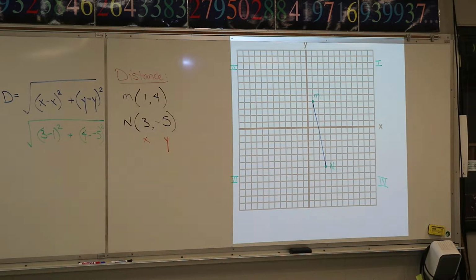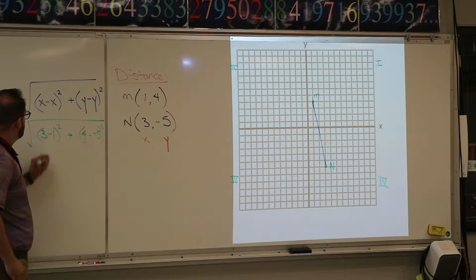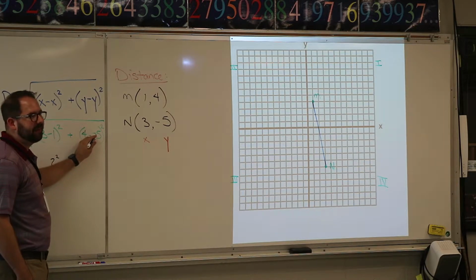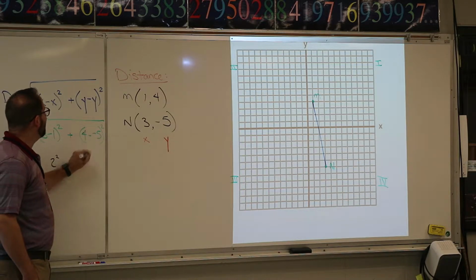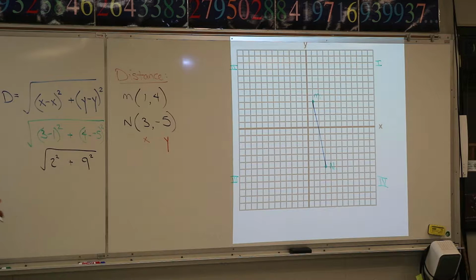Okay, so now, doing the math here. 3 minus 1 is 2, so that's 2 squared. 4 minus a -5 is 9, and we're going to square that. Don't worry about negatives, they're going to go away anyway, so if you have negative numbers, just get rid of the negative sign, it doesn't really matter on this one.